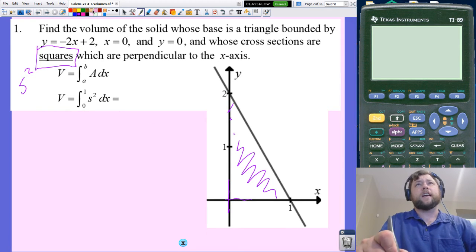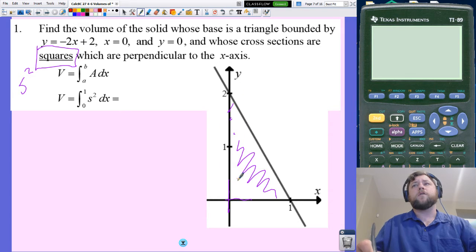And the squares are perpendicular to the x-axis. That's important because how do I know if the squares aren't coming out this way or growing out this way? When I say perpendicular to the x-axis, that means they're going to be up and down. So it's like squares that are popping out like this, going down. That means the length of the side is this distance right here, like that terrible square drawing I just did. The length of one side is this distance right here.